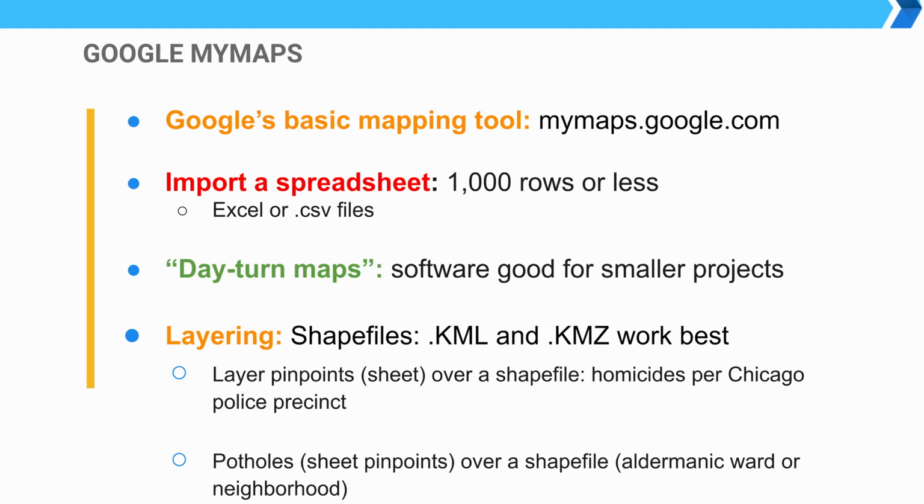We're going to do it actually with potholes in Chicago and layer it over a shapefile. We're going to do neighborhoods. Shapefiles are typically KML or KMZ files.